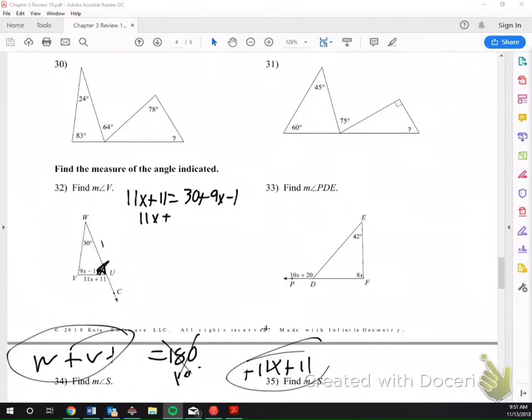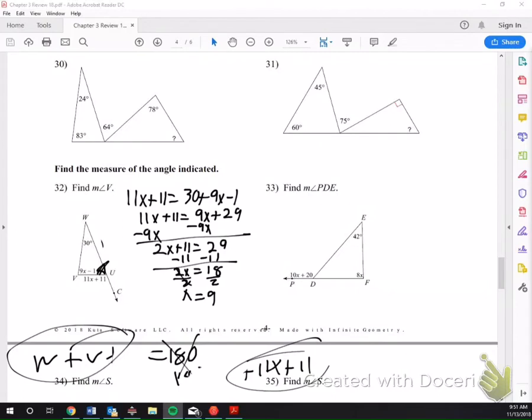So, I'm going to combine like terms. 11x plus 11 equals 9x plus 29. I'm going to subtract 9x from both sides, keep my x's positive. 2x plus 11 equals 29. Subtract 11 from both sides, and I get 2x equals 18. That gives me x equals 9.